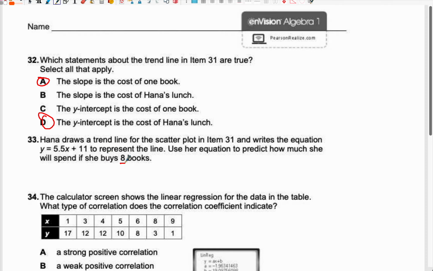So 8 books, 8 goes into the equation, and books was on the x-axis, so we're going to put 8 in for x. Y equals 5.5 times 8 plus 11. Well, 5 times 8 is 40, and then another half of an 8 would be 44. So 44 plus 11 is 55. Y equals 55. So if she buys 8 books, we would expect her bill to be somewhere around $55.